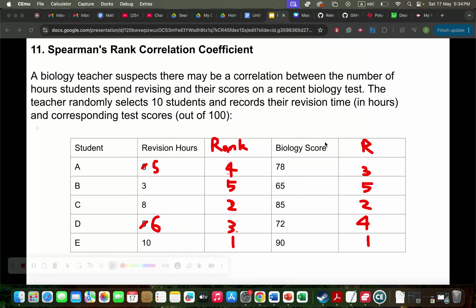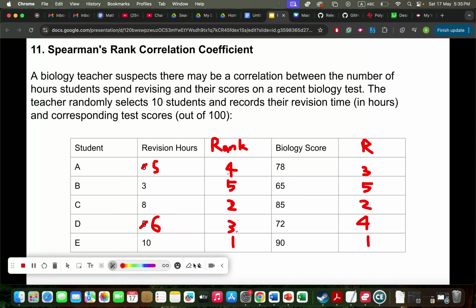When it comes to a Spearman question, remember, we rank them instead of using the original raw data of the revision hours and the biology scores. I could have changed the data a little more differently, but I just want to highlight that if you are asked to use the Spearman, make sure you rank them consistently. The rest is the same as what you do for the PMCC as well. All right, I hope this clears up Spearman. Then let's get down to the next question.